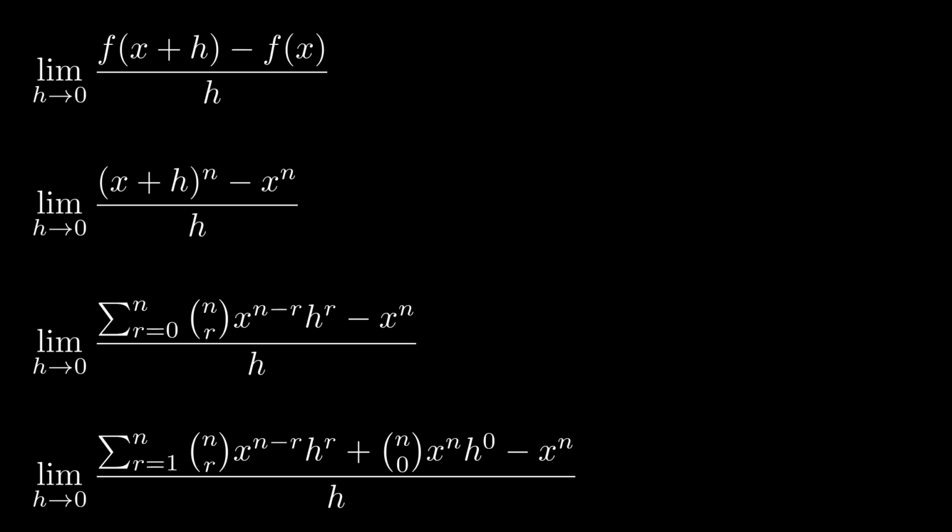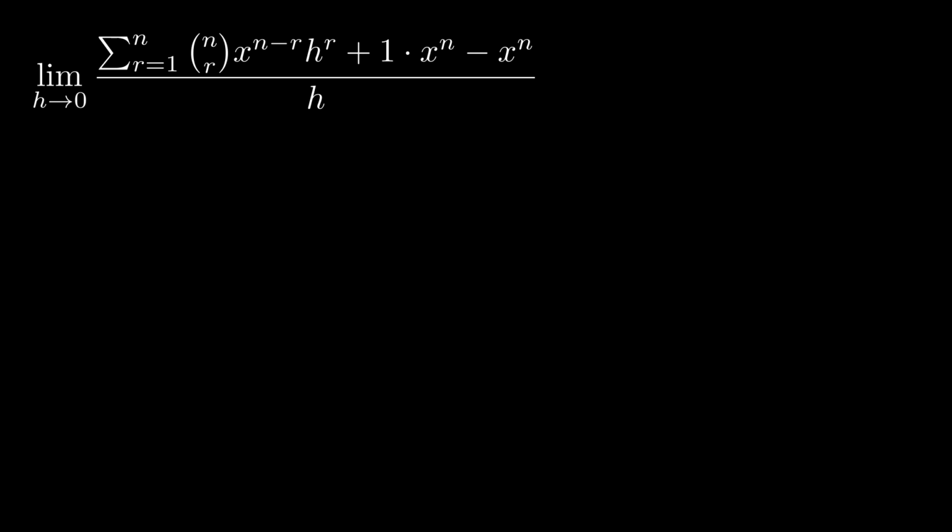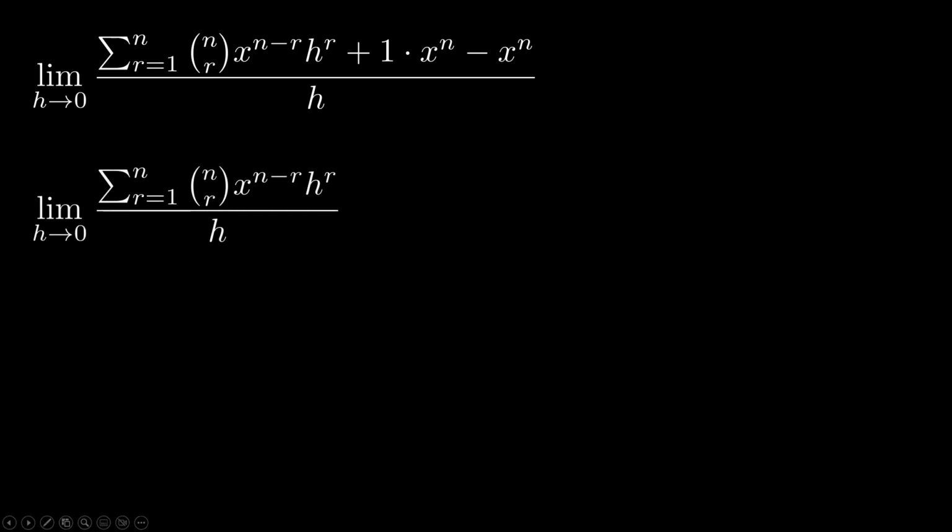And we can simplify this a lot by considering the first column of Pascal's triangle, which consists of only ones. So this is going to be 1 times x to the n times h to the 0, which is also 1. So we get this, and x to the n minus x to the n cancels out, and we get this nicer expression. This nicer expression can be simplified further if we consider the sum from r equals 2 to n.